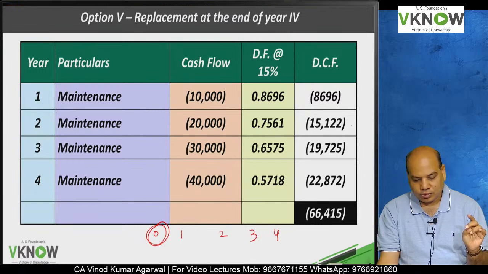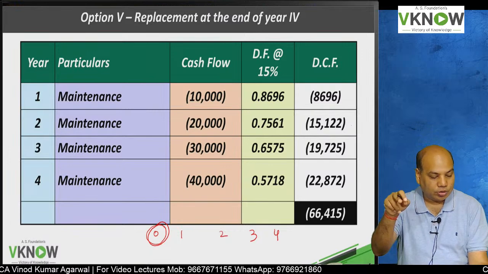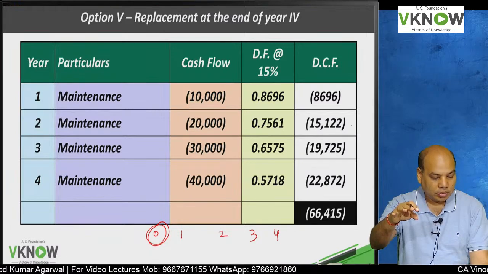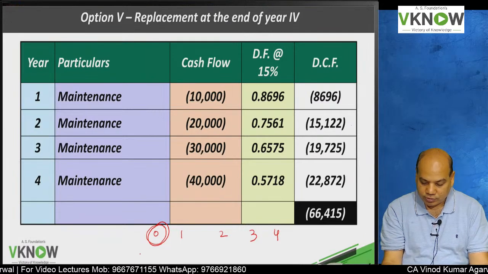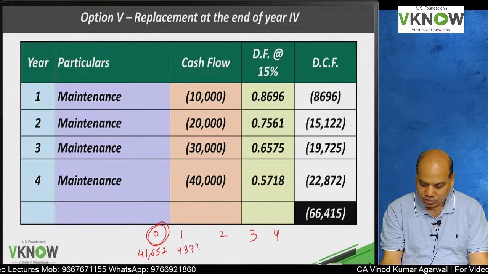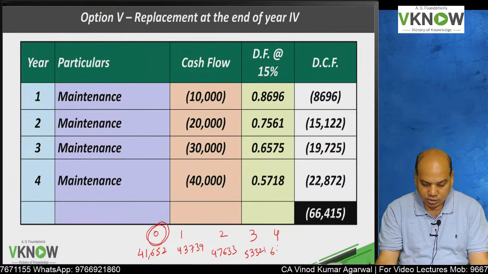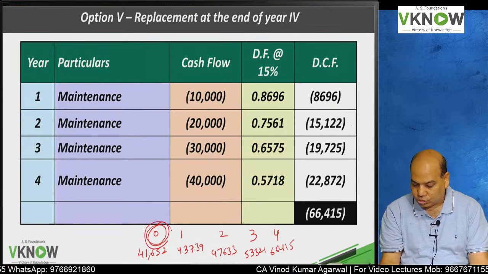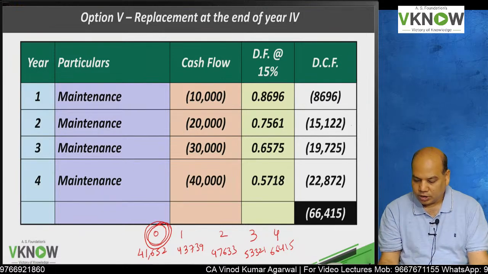One student is saying year 0, one is saying year 2. Oh my god, year 0 I think is the lowest. See, the answer is printed in your book also. If you have the book, the second alternative answer they have given. Refer to your book, second alternative answer, which is like what we have done: 41652, 43739. This is the answer: 47633 plus minus 1 or 2 rupees, 53321 and 66415. This is lowest. 41652. Okay.